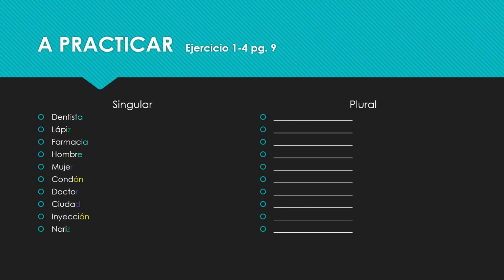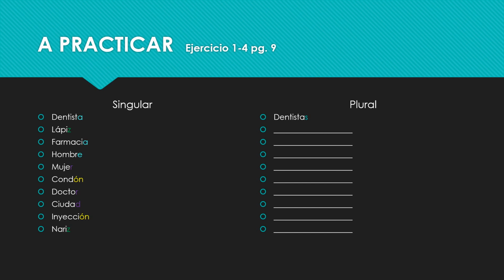So let's practice. A practicar. If you open up your books to page 9, you will see Ejercicio 1-4 in your book. So if you want to follow along there, it might be good practice for you as well. So we're going to do this together. So on the left, we have the examples from the book. Dentista. Dentista ends in a vowel. A is a vowel. So what should we do to make it plural? We add an S. Dentistas.